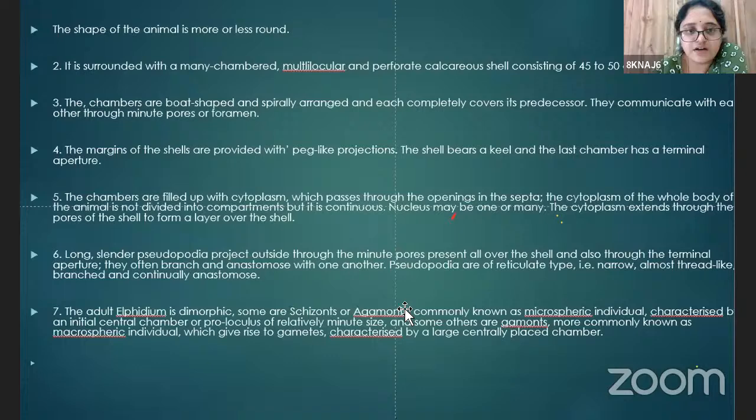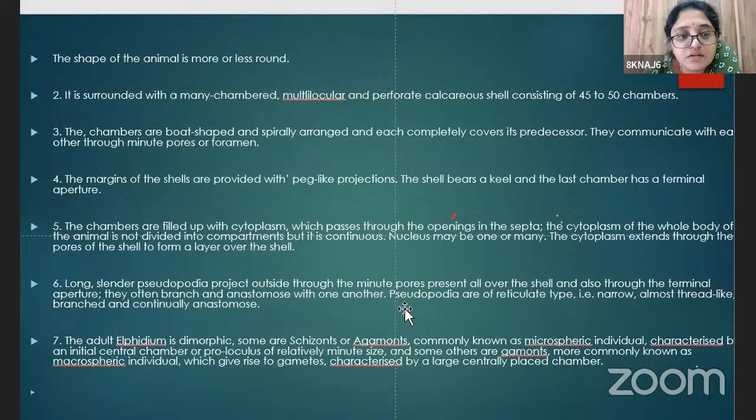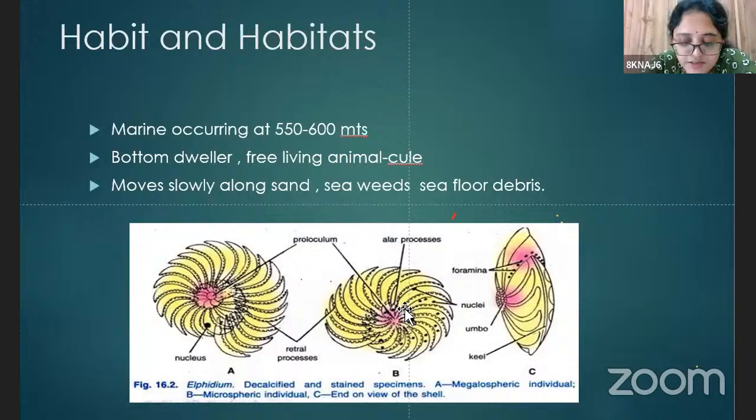And its vacuole is also... just a second, please. I'll have to show this picture itself. So there's a vacuole basically, and there's a viscous granular protoplasm present, and a distinct ectoplasm is not present. Contractile vacuole is not present in these animals.